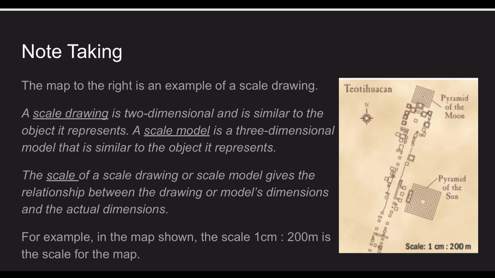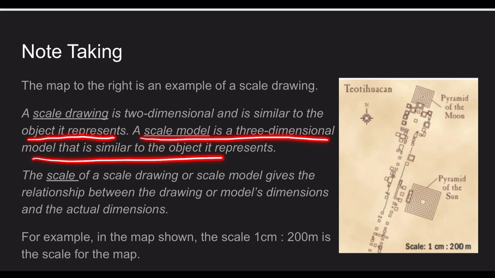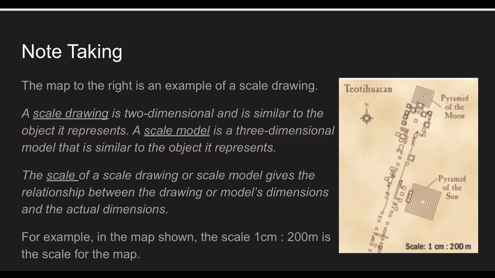Okay, hopefully you guys paused and took the time to write that down. All right. A scale drawing is two-dimensional and is similar to the object it represents. A scale model is a three-dimensional model that is similar to the object it represents. Basically, a scale drawing is a smaller version of something that it's representing.